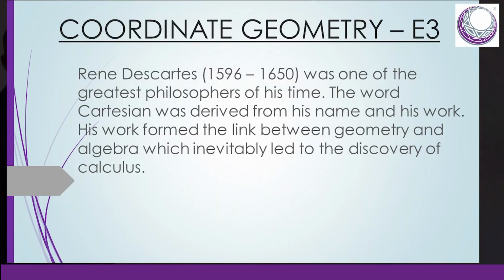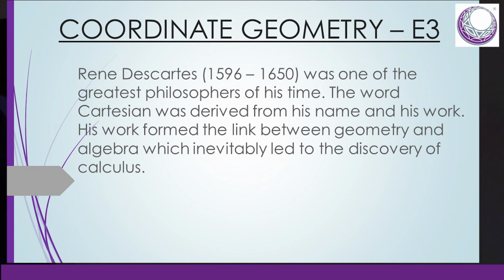Today we are going to be looking at coordinate geometry. Before I look at it, let me give an outline as to where the name coordinate geometry, or the Cartesian plane, comes from. This was discovered by René Descartes, 1596 to 1650, one of the greatest philosophers of his time. The word Cartesian is derived from his name and his work. And he was a soldier, by the way. His work formed the link between geometry and algebra, which inevitably led to the discovery of the calculus, which is so popular today.